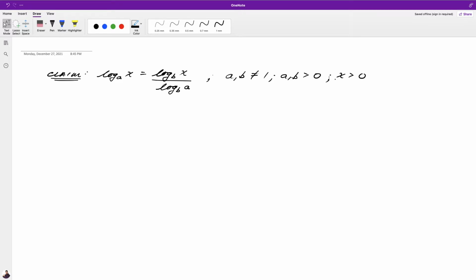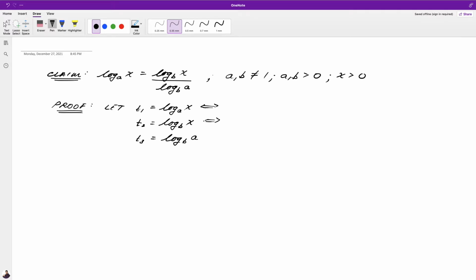All right, so let's try to prove this. Let's let t1 equal log base a of x, t2 equal log base b of x, and t3 equal log base b of a. Okay, so the reason why I'm doing this is because I can take advantage of exponent properties.